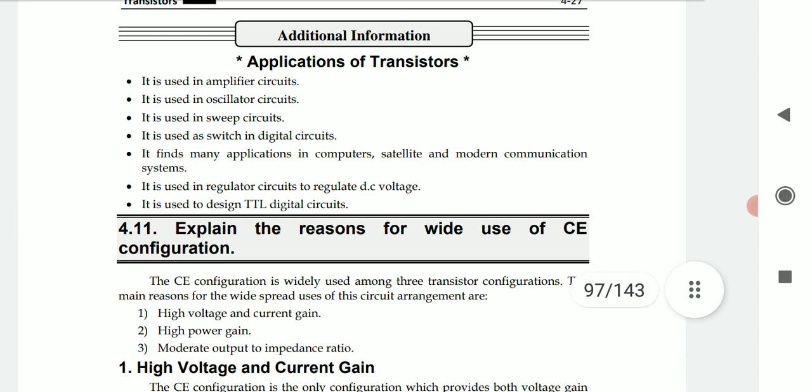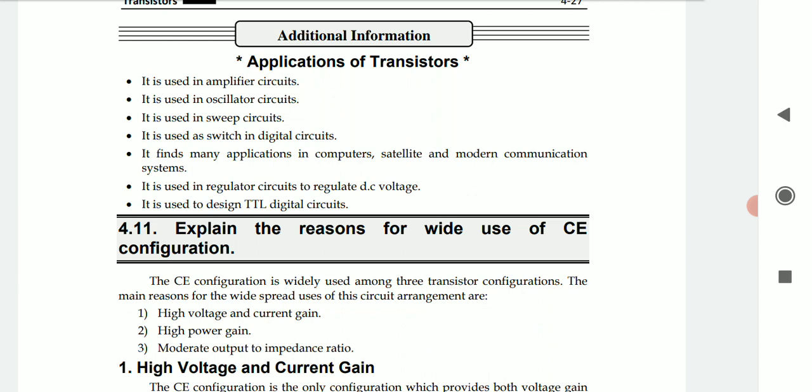Okay. Other than this, it is used in amplifier circuits. Amplifiers means increasing the amplitude of the input signal. It is used in oscillator circuits. Oscillators means to generate the waveform. It is used in sweep circuits. Sweep means in order to generate a sawtooth waveform.